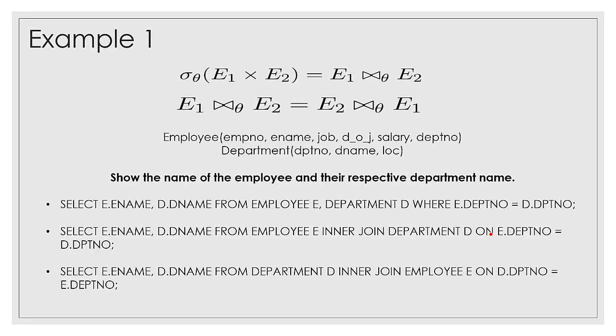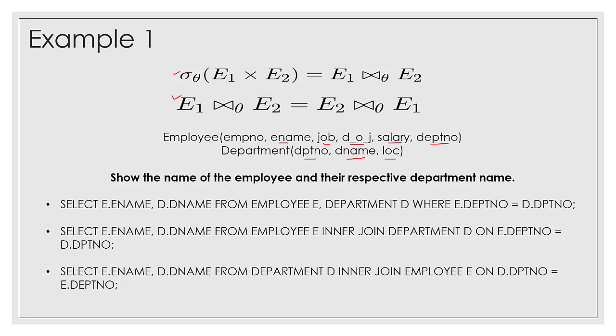So let us take an example. Here we are considering two relations, employee and department. Employee has the employee number, employee name represented by ename, job, his job profile, date of joining, salary, and department where he is working. Now department has department number, department name, and its location. Now my query is to show the name of the employee and their respective department name. So this query I have solved in 3 different ways.